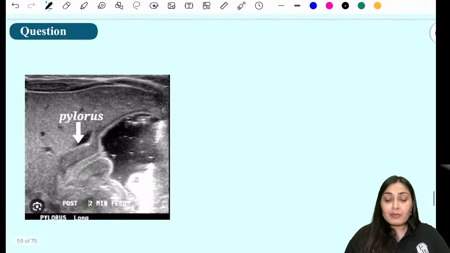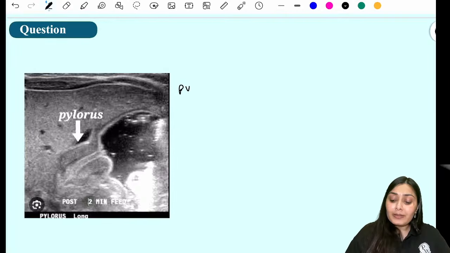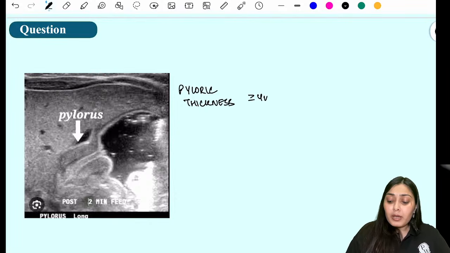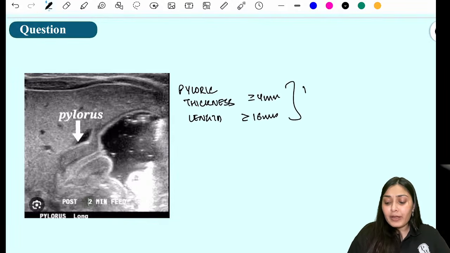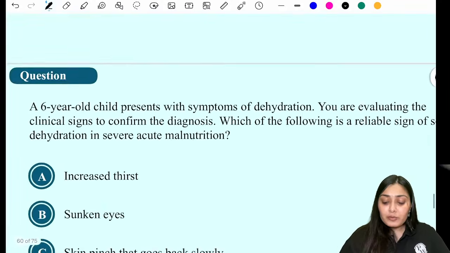Again, an important image-based question. This is nothing but IHPS. You look at the pyloric end, it's thickened. So what is the cutoff? If the pyloric thickness is more than 4 mm and pyloric length is more than 16 mm, it is diagnostic of IHPS. Right? With that, now let's move to the next question.